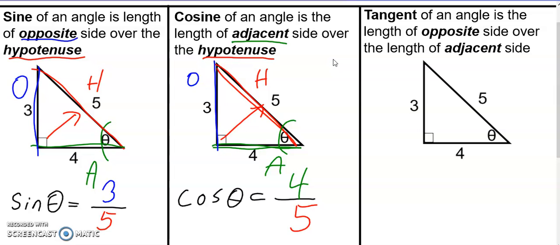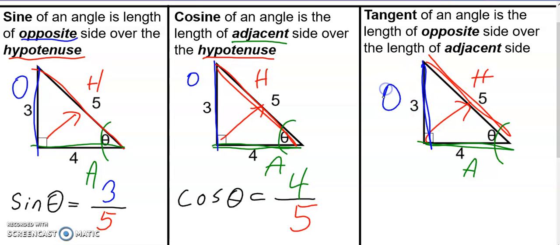And lastly, we have tangent. To find tangent of an angle, we're going to do the length of the opposite side over the length of the adjacent side. So to find opposite and adjacent, we start by identifying hypotenuse. Here's the hypotenuse. I am going to draw an arc through the given angle, and that arc always hits hypotenuse and adjacent every single time, and then my leftover side is opposite.